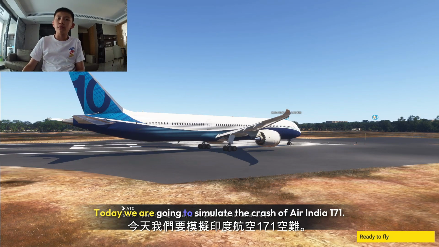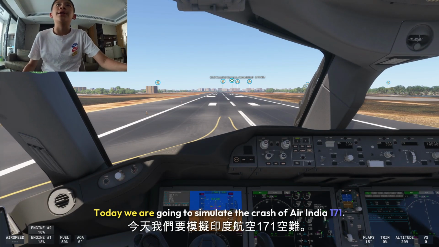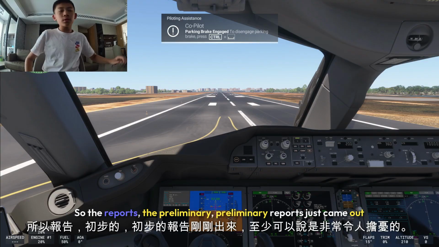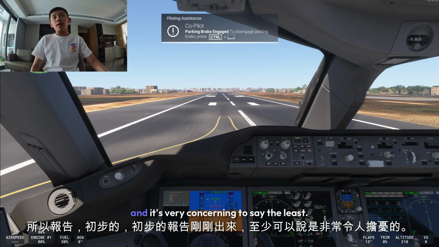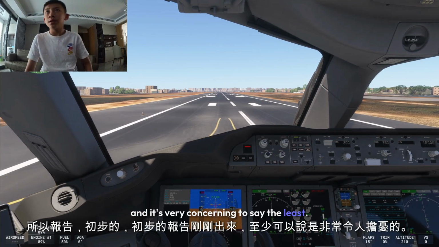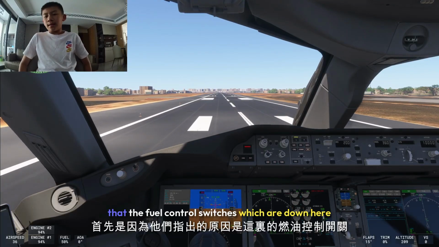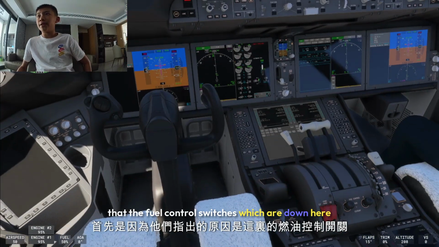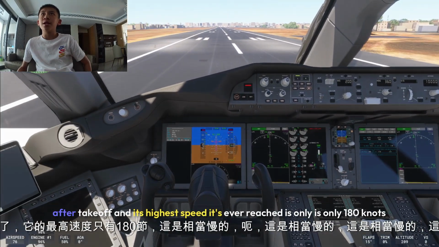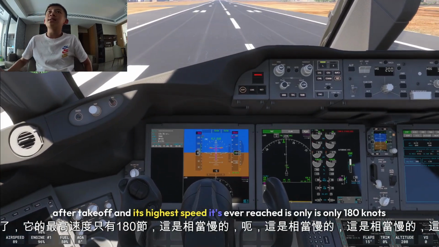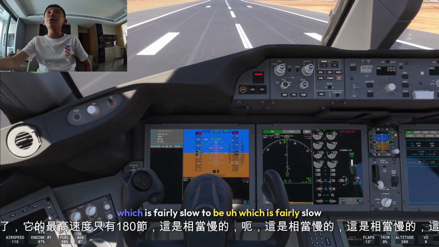Today we are going to simulate the crash of Air India 171. The preliminary reports just came out, and it's very concerning to say the least. First of all, the reason they're pointing out is that the fuel control switches, which are down here, were set to cut off just a few seconds after takeoff, and the highest speed it ever reached is only 180 knots, which is fairly slow.